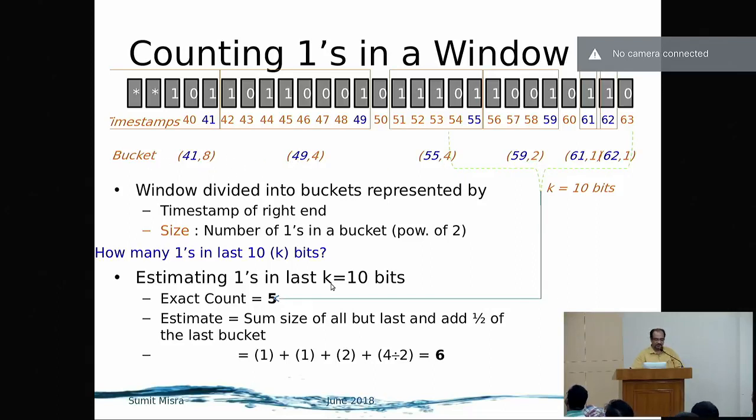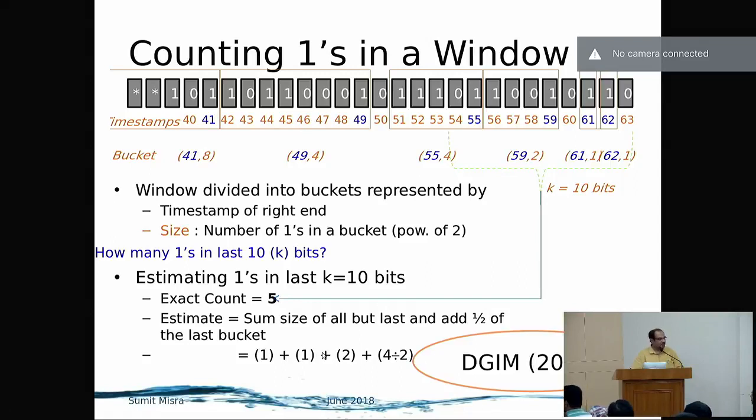And then if I ask you, estimate the number of ones in the last 10 bits, what I'll do is I'll try to cover this. You will take the first 10 bits, meaning you see there are 4 buckets. You take 1, 1, 2, and half of the last one. That is the algorithm. So the actual exact count is 5, but you will arrive at 6.